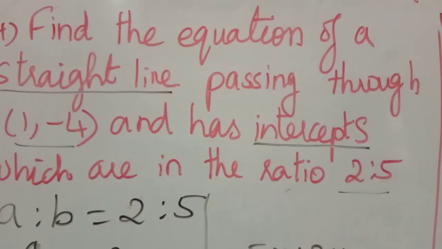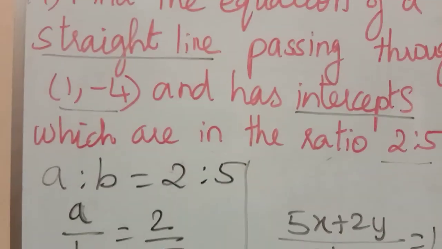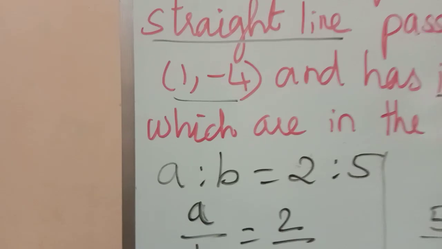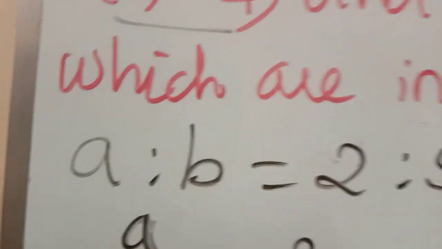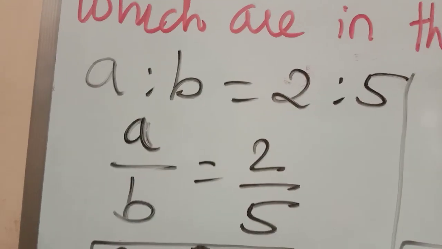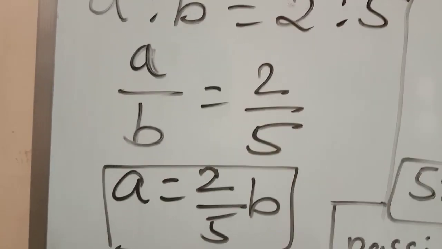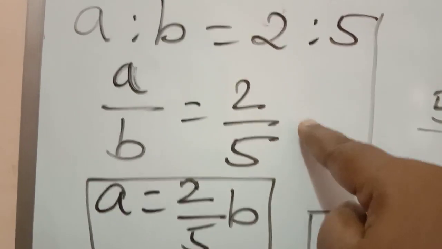So find the equation of a straight line passing through (1, -4) and has intercepts which are in the ratio 2:5. Again, don't change the order. a is to b equals 2:5. So we can write the ratio as a fraction. a/b is equal to 2/5. So a is equal to, bring b alone here, 2/5 b.